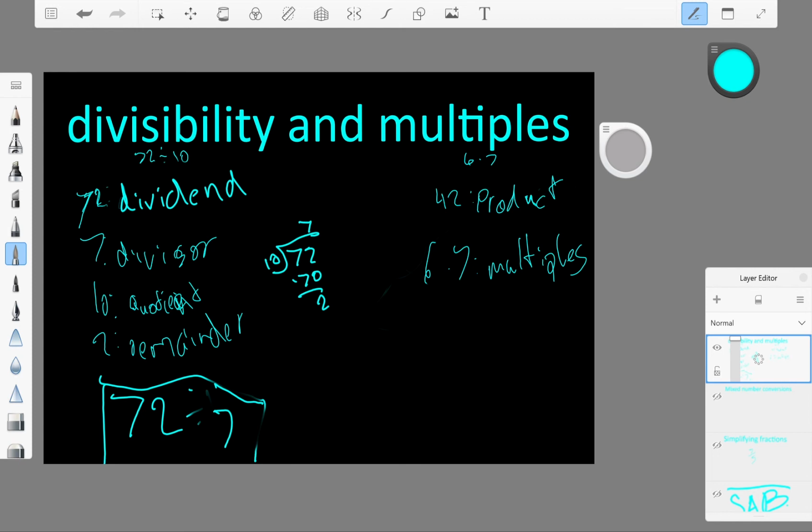No. I'm so bad at this. 10. Okay. So 10 is our quotient, correct? Yep. And 2 is our remainder. Okay? So that's what's left.